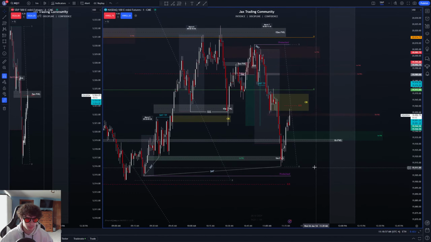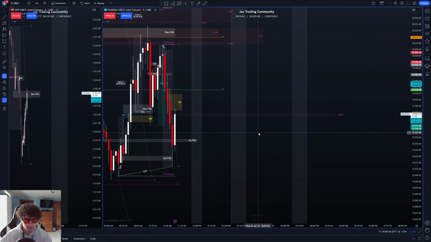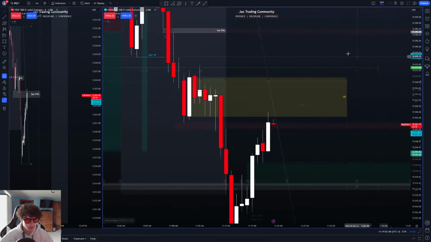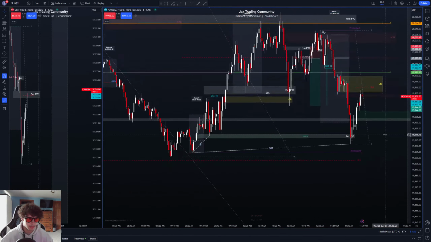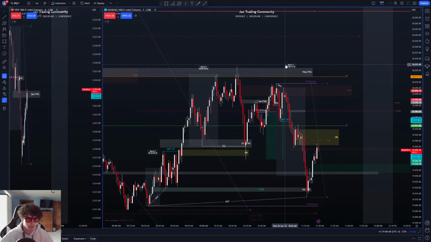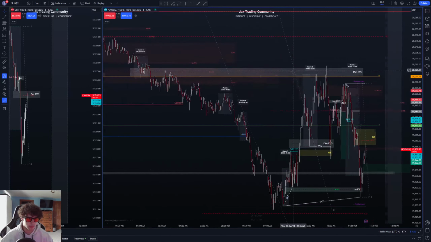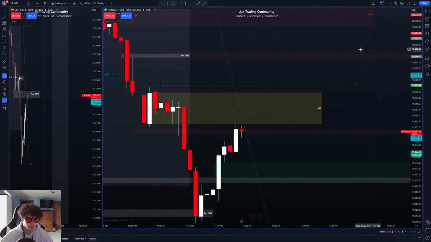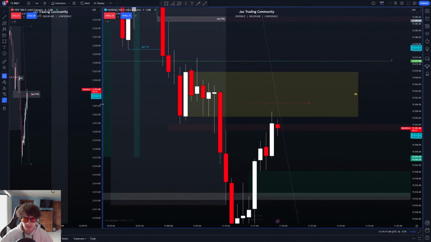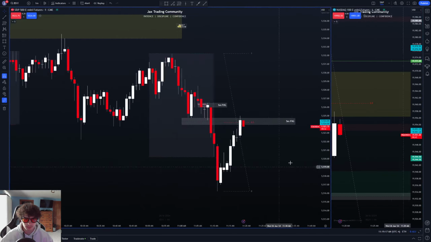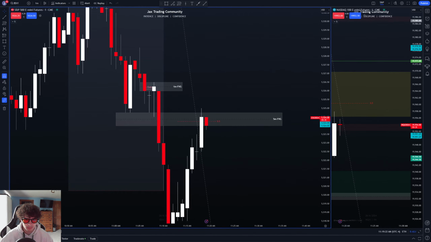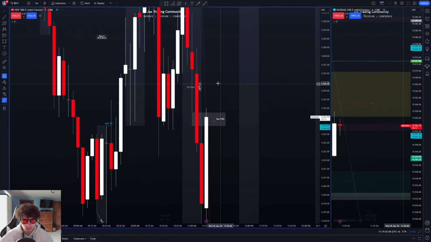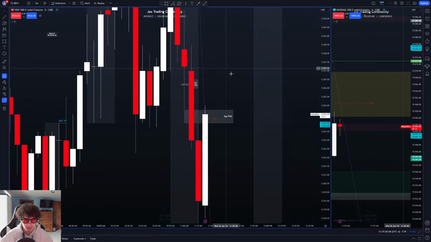Even though we had displacement up, if we look at a 5 minute, we're probably not going to respect this one, because the top of this SMT is up here. I don't feel like we're going to respect it, but really couldn't tell you. Where's the top of this 5 minute go? It goes all the way up there.